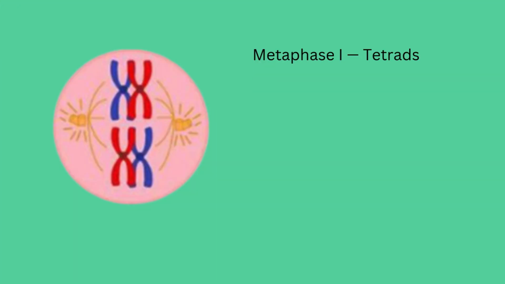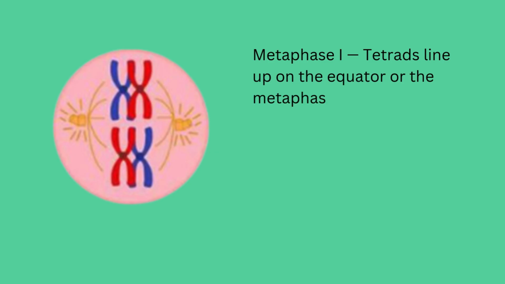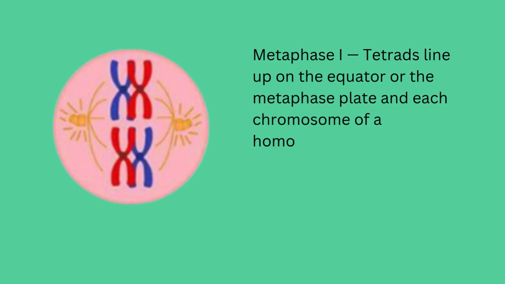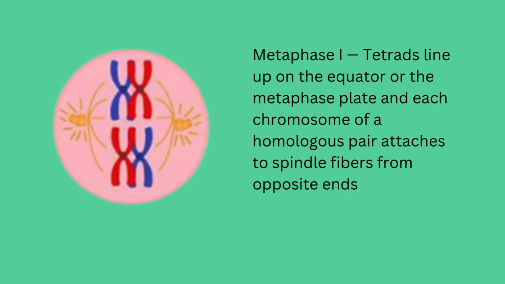Next, it goes to metaphase I. In this stage, tetrads line up on the equator of the metaphase plate, and each chromosome of a homologous pair attaches to the spindle fibers from opposite poles, while sister chromatids attach to the fiber from the same pole.